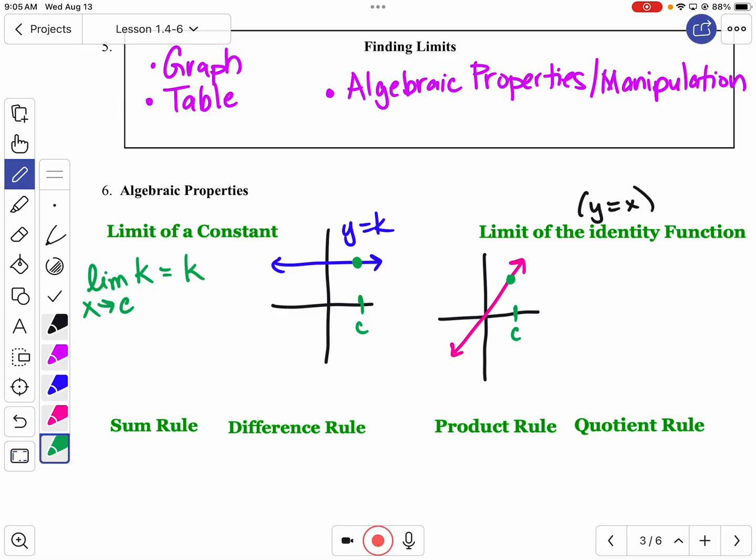Okay. What if c was 3? It would be c. It'd be whatever I'm approaching. Okay. So the limit as x approaches c of the identity of x itself is that value we're approaching. And that's really important. This leads me to what I refer to as direct substitution.